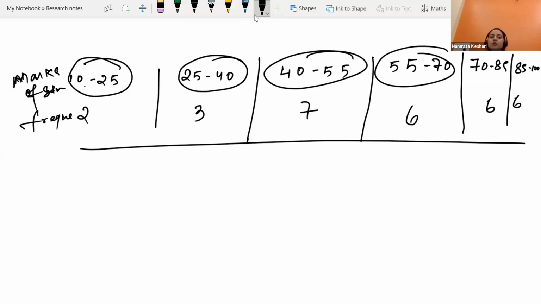So in between 10 to 25, 2 students are there. In between 25 to 40, 3 students are there. In between 40 to 55, 7 students are there. Whenever we have this type of group data and we are supposed to find the mean, we take the data like 10 to 25 and find the class mark. Class mark means mid point.